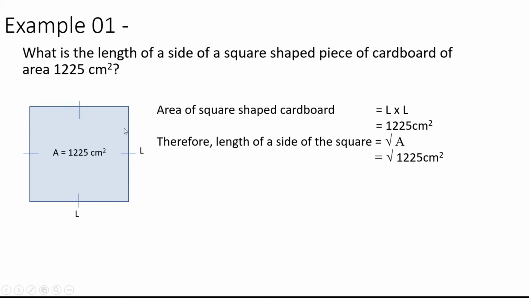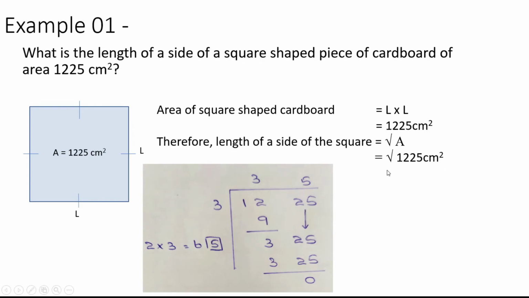Therefore, the length of one side of the square, you can get it by finding the square root of the area. That is square root of 1225 cm square. This square root can be found using the division method. Here you can see the division method. And the square root of 1225 cm square is 35 centimeters. Therefore, the length of the side of the square is 35 centimeters.